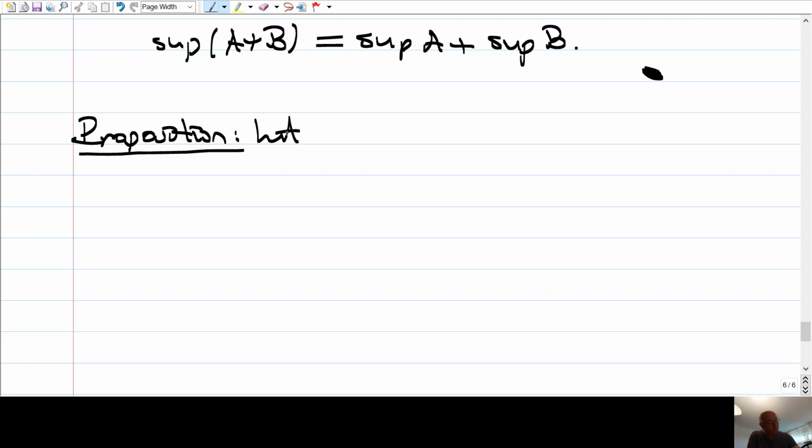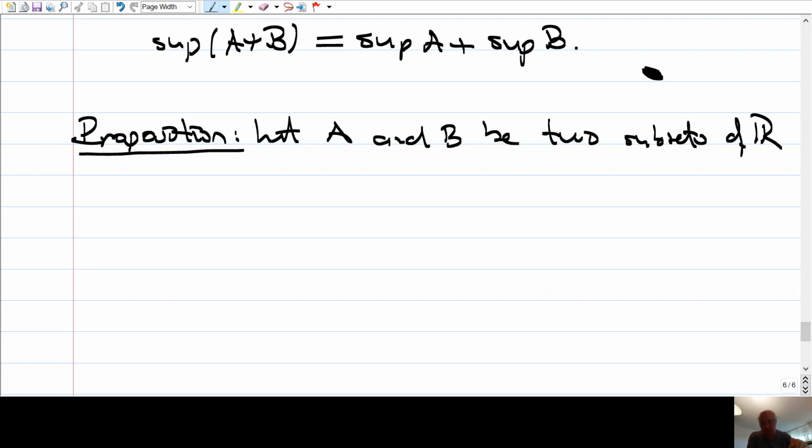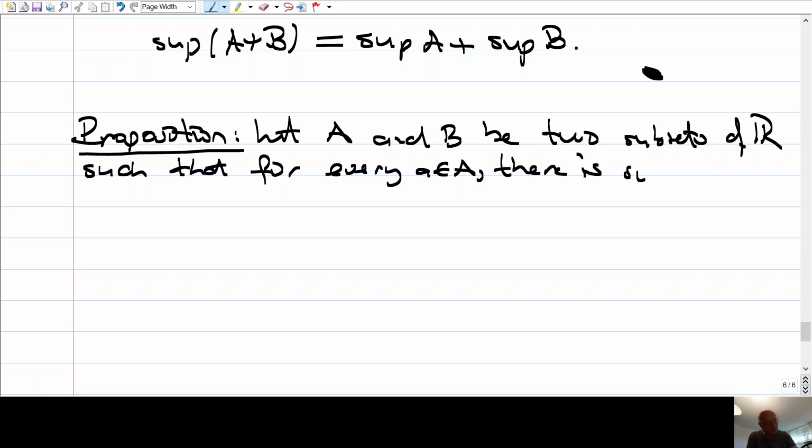Okay, so let A and B be two subsets of R such that for every a in A there is some b in B with a is less than or equal to b. Okay, the conclusion is this.